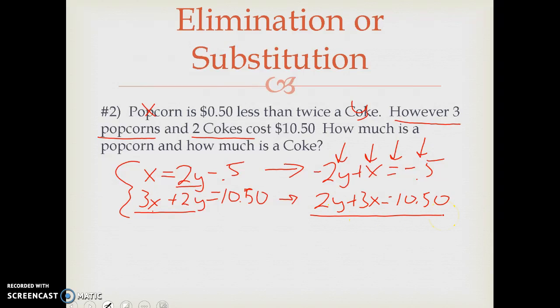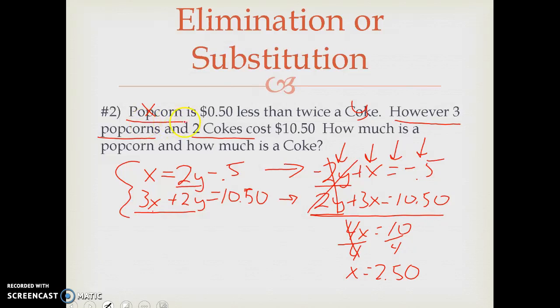Now if you watch this, if I add them together, the y's are actually going to be eliminated, because this is negative 2y and a positive 2y. When I add them together, I get nothing. But if I take 3x plus x, that gives me 4x. And negative 0.5 and $10.50, well, that's $10.50 minus 50 cents. That's just 10. So then if I divide both sides by 4, x is 10 divided by 4, which is 2.5. Or in this case, $2.50.